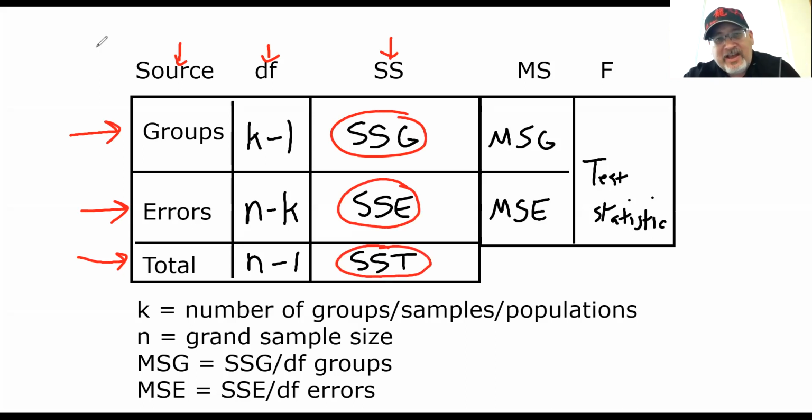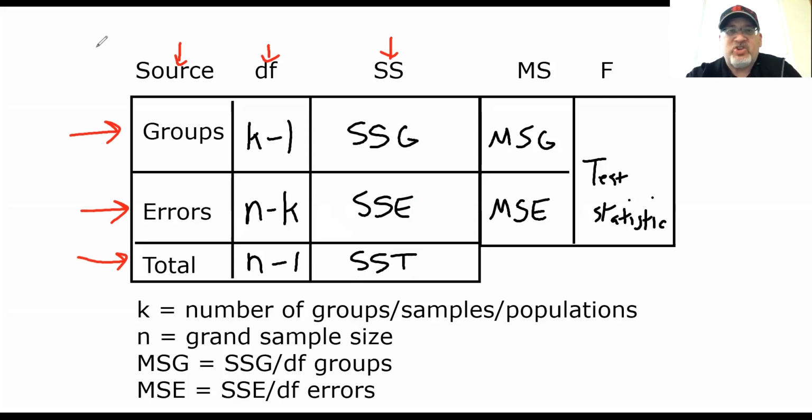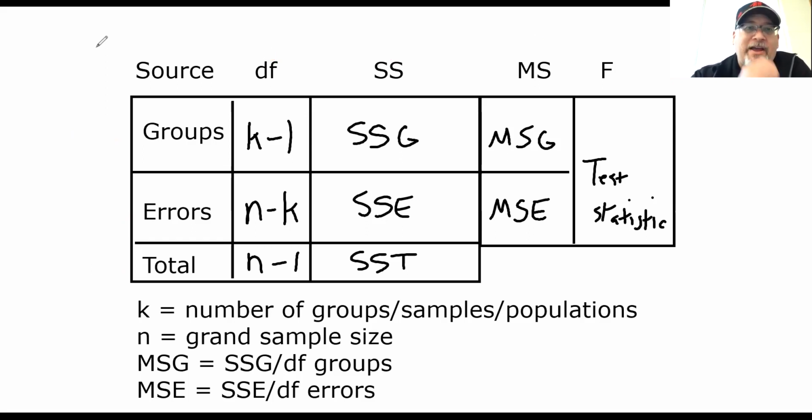All of those have formulas, but for the sake of discussion, let's say that we've already calculated those values. Well, what happens next is we calculate a couple of things called MSG and MSE. MS stands for mean sum of squares, and then we calculate the test statistic. The way an ANOVA table works is you typically fill it in from left to right. In the degrees of freedom column, we have 3 separate degrees of freedom, but we only really need 2 of them. We're going to need the degrees of freedom for groups and the degrees of freedom for errors.